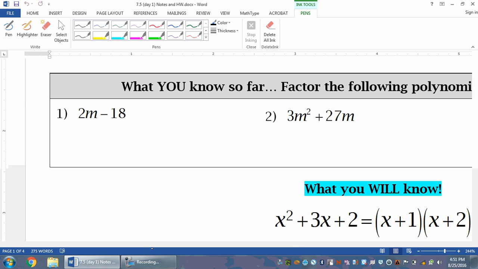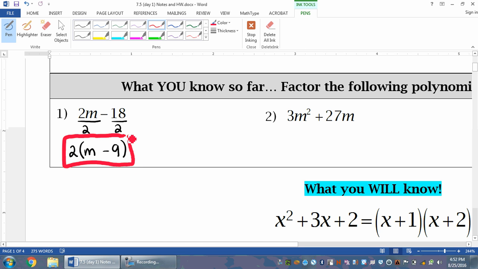Let's look at example 1. You should recognize that both terms are divisible by 2. That means I'm going to divide both sides by 2. And since I'm dividing by 2, I go on the outside. And I divide everything by 2. 2m divided by 2 is m. Negative 18 divided by 2 is negative 9. And that is how we factor by the GCF.